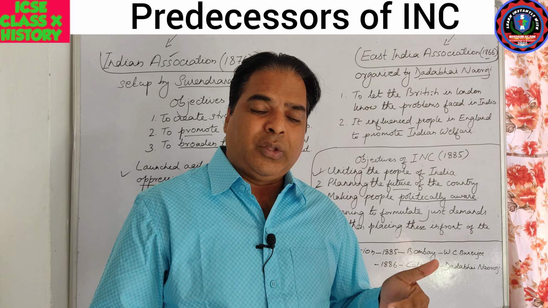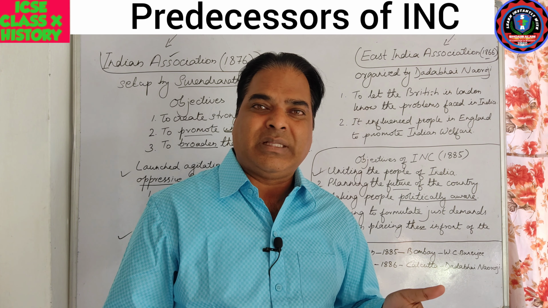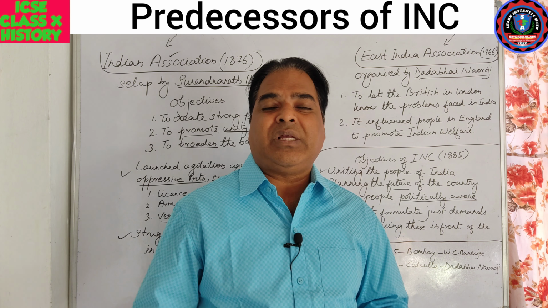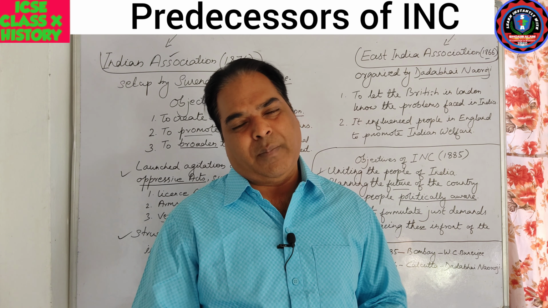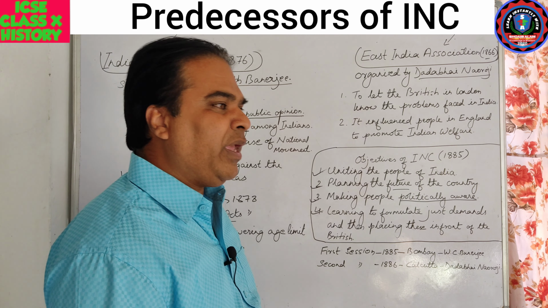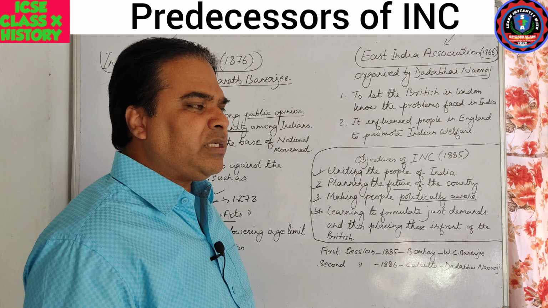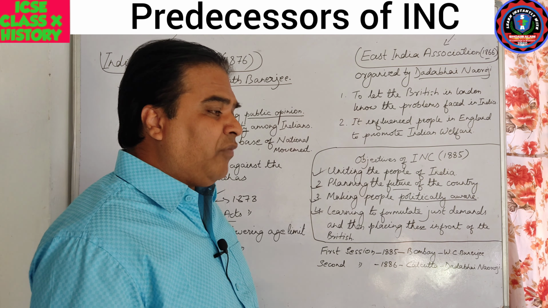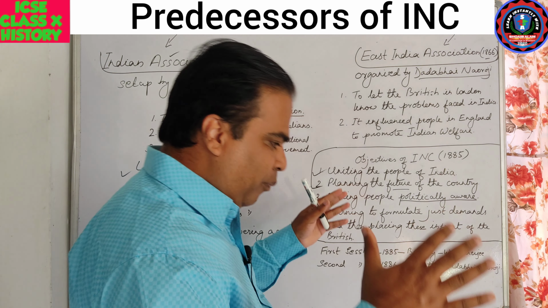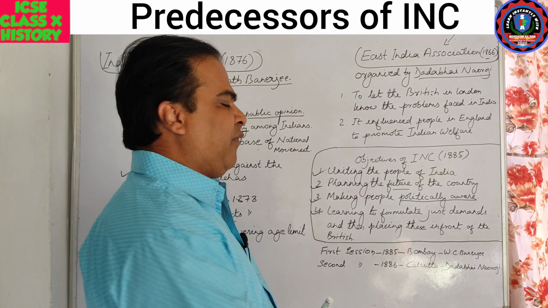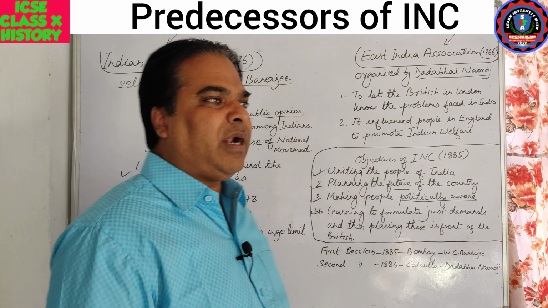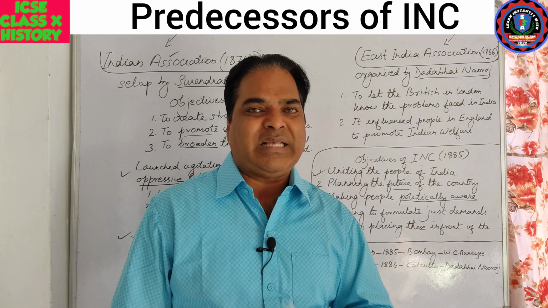Okay, so initially those early congressmen who were known as moderates did not demand complete independence. They only wanted certain constitutional reforms to be introduced for the betterment of the Indians. They wanted to place the demands in a very constitutional way, without harming the Britishers or fighting against them. So certain constitutional reforms they demanded. That has to be formulated properly and then placed in front of the Britishers in a very just manner. Okay, so these four are the immediate objectives of the Indian National Congress.